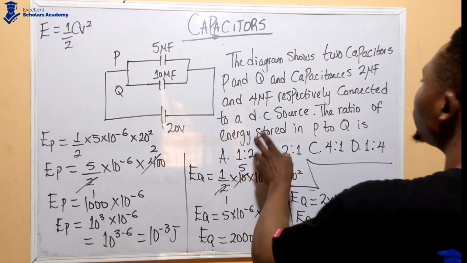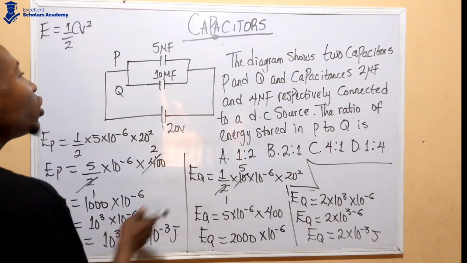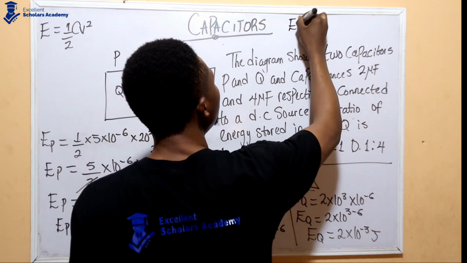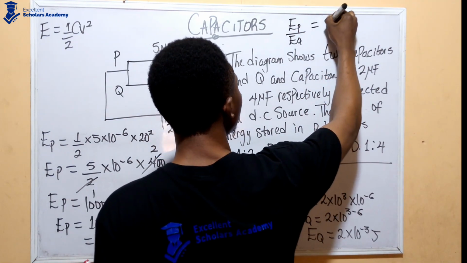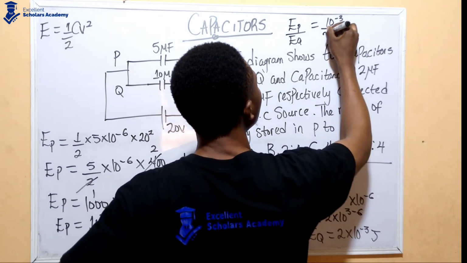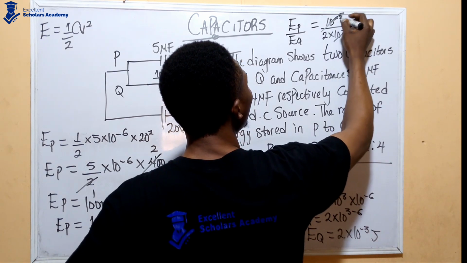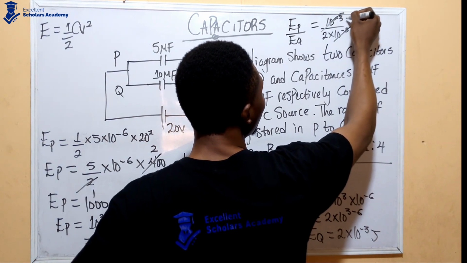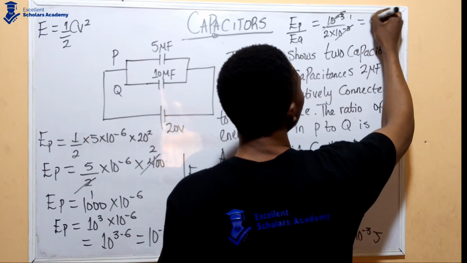And we are asked to find the ratio of energy stored in P to Q. So that's EP divided by EQ, which is equal to 10 to the power of minus 3 over 2 times 10 to the power of minus 3. Now this takes away this. So you're going to be left with 1 over 2.